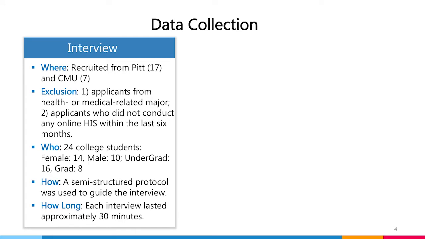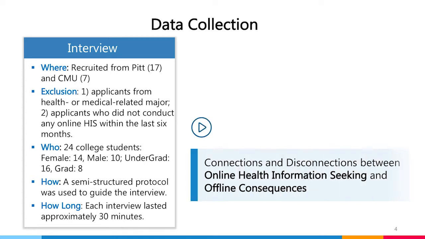In the interview, 24 interview participants were recruited from University of Pittsburgh and Carnegie Mellon University. Before signing up the participants, we first exclude applicants from health or medical-related major because we expect to recruit lay people who don't have much health-related knowledge. Second, to make sure each participant could share at least one real health information seeking experience with us, we then filtered out the applicants who didn't conduct any health-related search within the last 6 months. As a result, 24 college students were recruited. In the interview, a semi-structured protocol was used to guide the conversation, and each interview lasted approximately 30 minutes. This interview data is used for this current study, and it helps us to understand the connections and disconnections between online health information seeking and offline consequences.